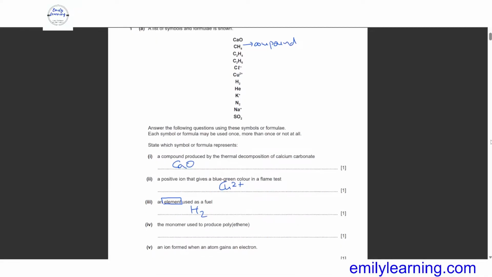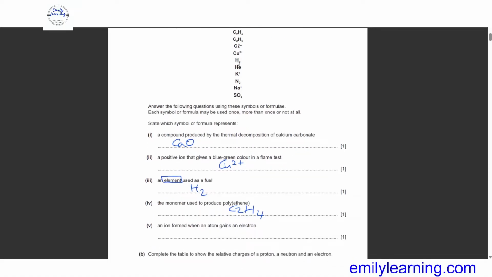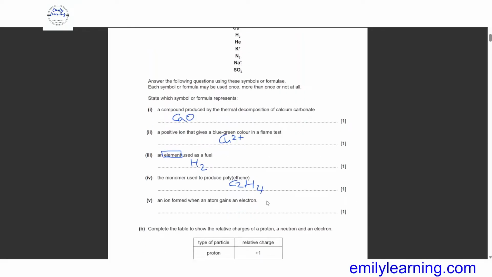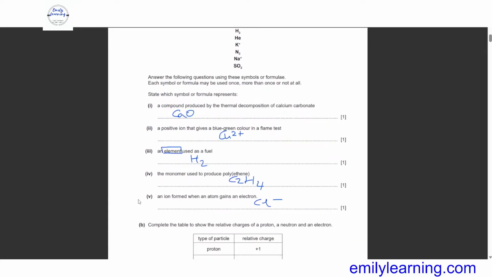Next, part 4, the monomer used to produce polyethylene. So polyethylene is produced from the monomer ethene, which is C2H4, which is this one here, C2H4. An ion formed when an atom gains an electron. So if something gains an electron, it becomes negatively charged. So basically you need to look for an ion that is negatively charged, and there's only one option here, which is Cl minus. So the answer for this is Cl minus. So for 5, you just need to look for a negatively charged ion. Alright, so we are done with part A.